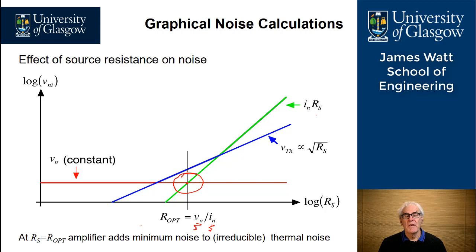At this point, the amplifier will add the minimum noise to the signal when Rs, the source resistance, is equal to the optimum resistance for feeding the amplifier. And this is the lowest noise you can possibly get from a given amplifier. That's not to say that all amplifiers have the same noise. Each amplifier will have a different optimum Rs point, but for a given amplifier, the best performance will be gained when the voltage noise divided by the current noise defines the source resistance.